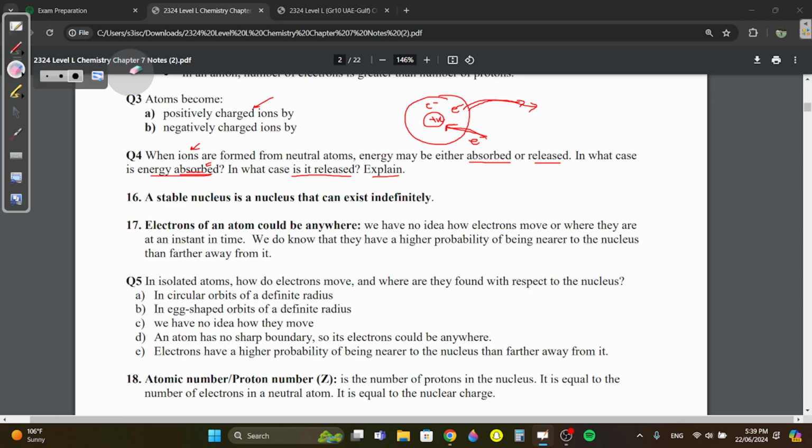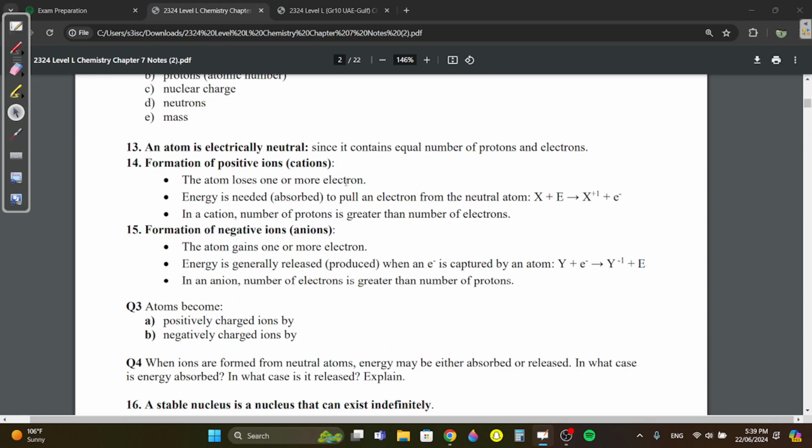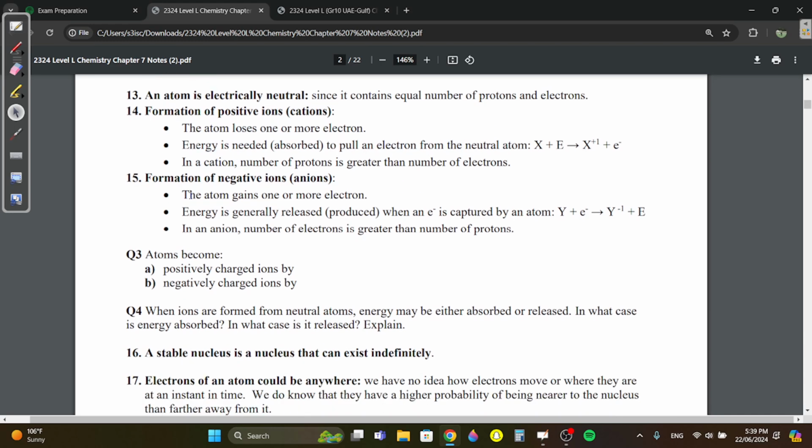Explain, what am I going to say? I think it's explained here actually. Formation of positive ions: when you want to make it positive, it loses an electron, and energy is needed, energy is absorbed to remove an electron. And for a negative ion, it gains an electron to become negative, and energy is released when the electron is captured by the atom.